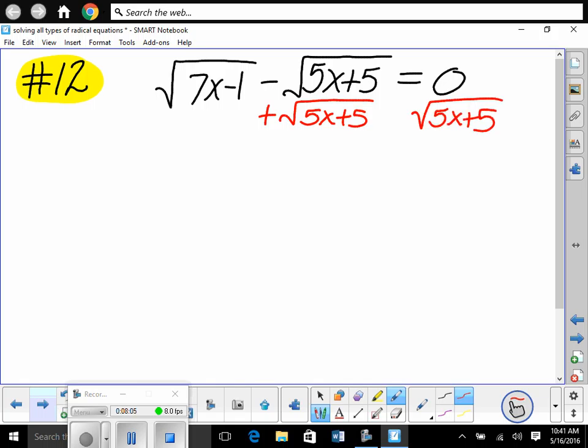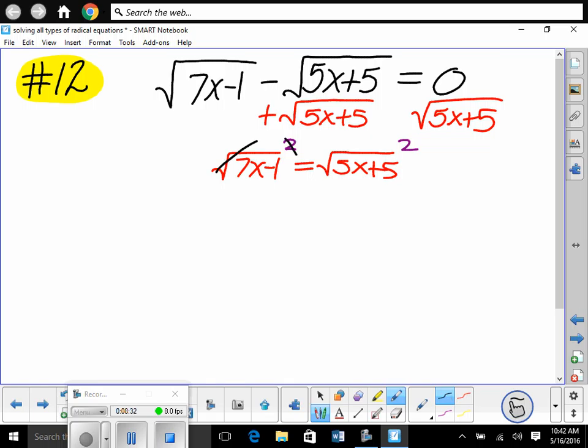So now over here on the left, I'm left with the square root of 7x minus 1. And on the right, I now have positive square root of 5x plus 5. Does everybody see how I've isolated the radical? Okay, once you isolate the radical, you undo the radical using the correct operation. So what are we going to do? Square, not square root it, right? Square both sides. Now, isn't this one nice? This one actually comes out really pretty. This doesn't always happen, but I mean, this one does.